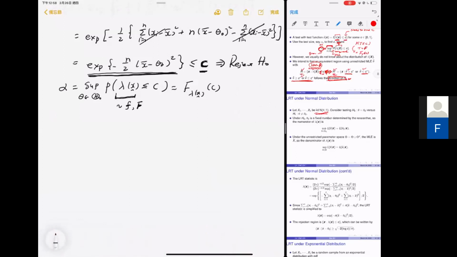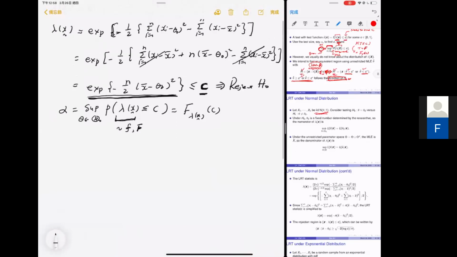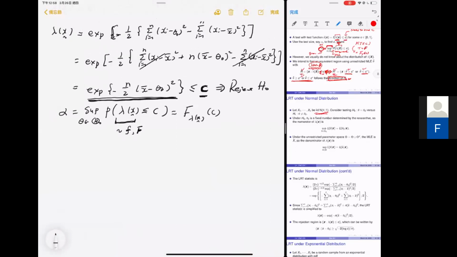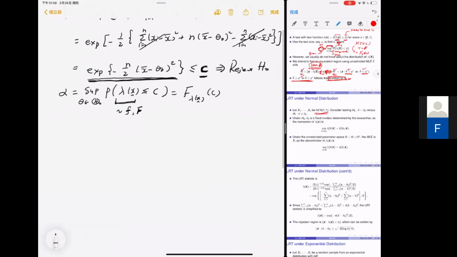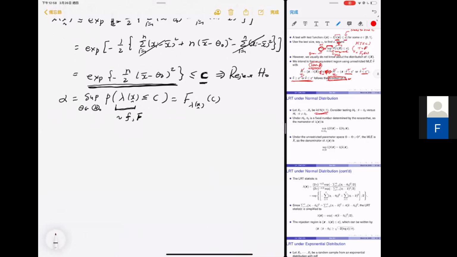Do you know what distribution it is? I don't know, actually. It's hard for me to derive in this. Okay. Or saying that there's no common distribution you could use to talk about the PDF or CDF of lambda x. Okay. Then here comes the equivalent region to play.